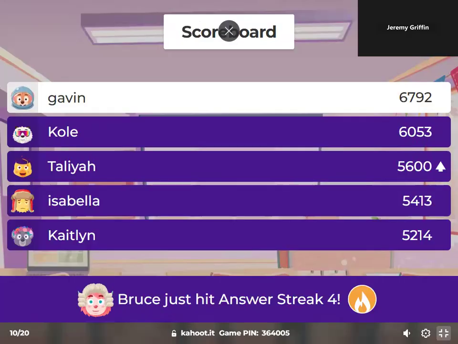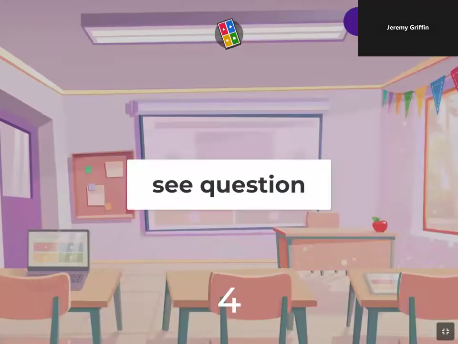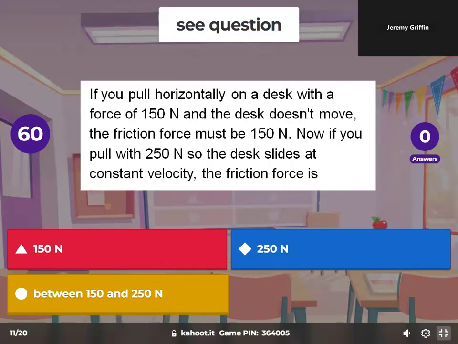All right. Let's get that. You pull horizontally on a desk with 150 newtons. The desk does not move. The friction force must be 150 newtons. Now you pull with 250 newtons. The desk slides at constant velocity. What's the friction force? There's some time to think about that one.